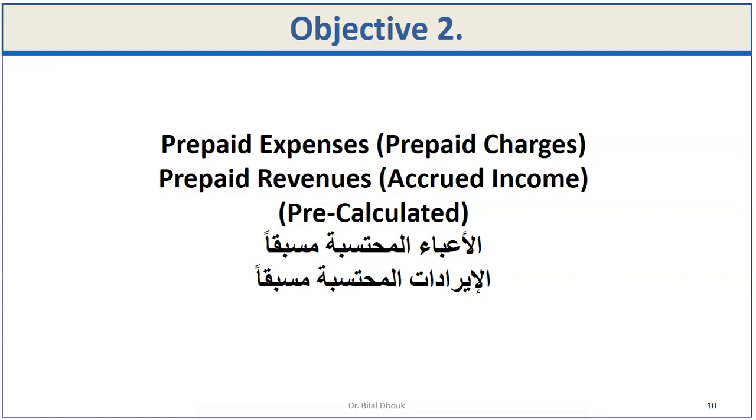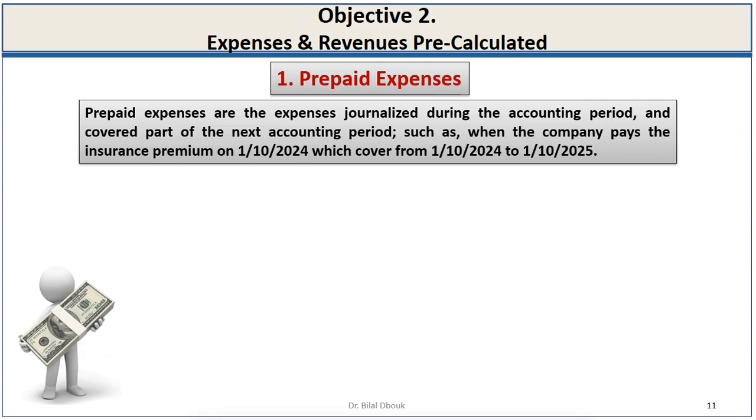Objective 2. In this objective, we will see how we record accounting entries related to prepaid expenses, meaning prepaid charges, and prepaid revenues, meaning accrued income.